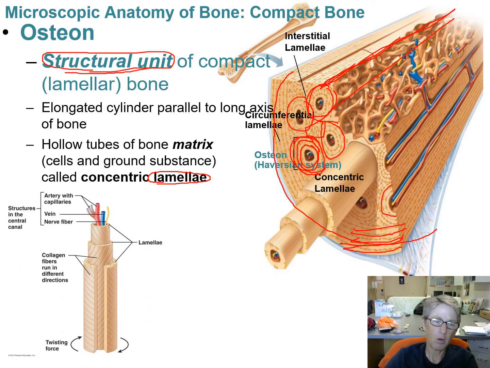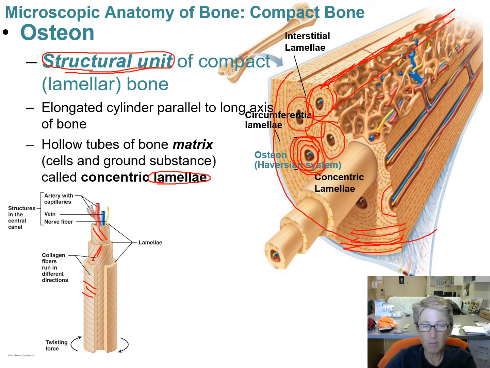This is just another cartoon that shows the way that the long bone is built so that it's really strong. These are all concentric lamellae, and they run in different directions. So this concentric lamellae is running in this direction, this one's running in this direction, and this one's running in this direction. That makes the bone really strong.